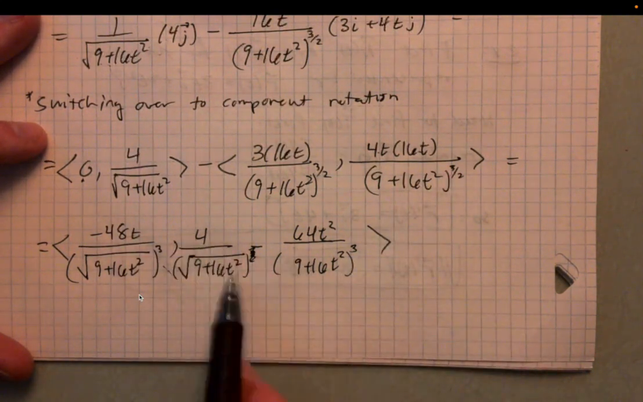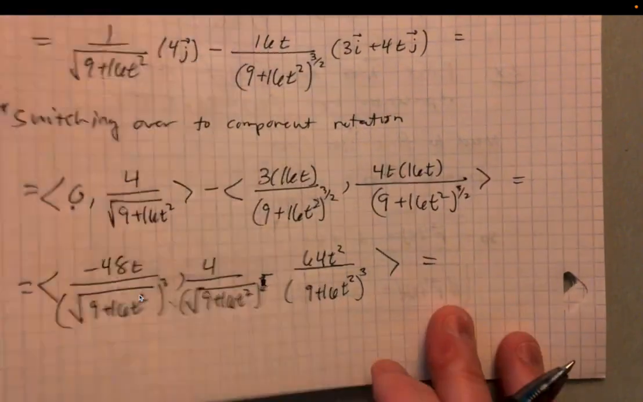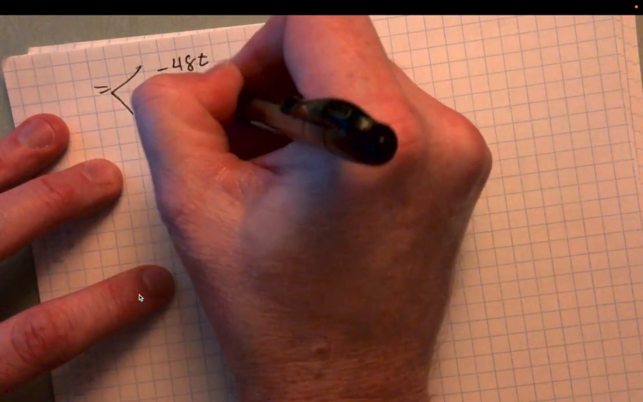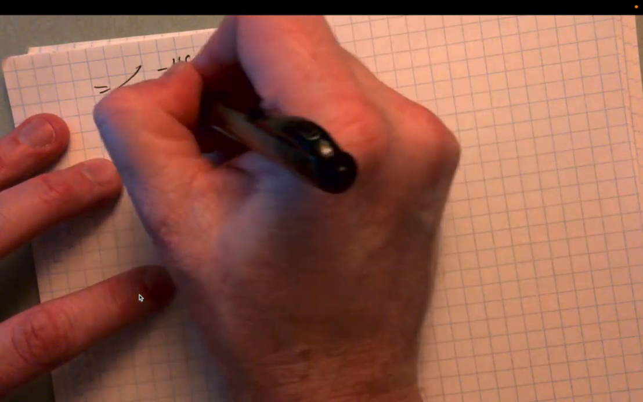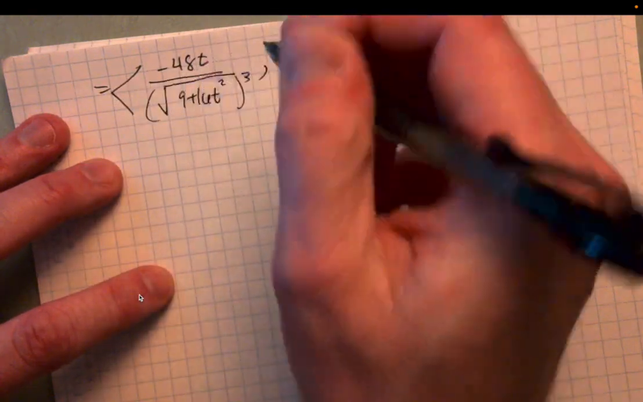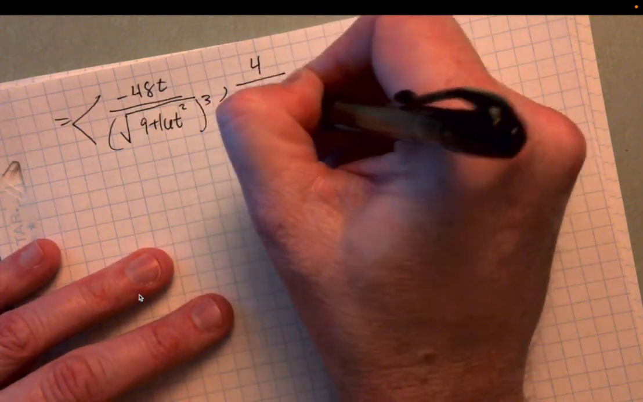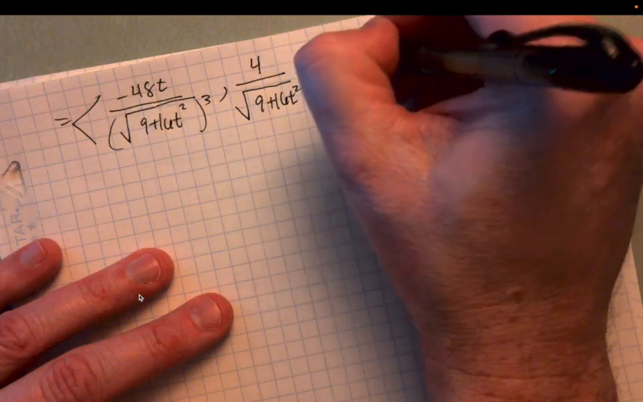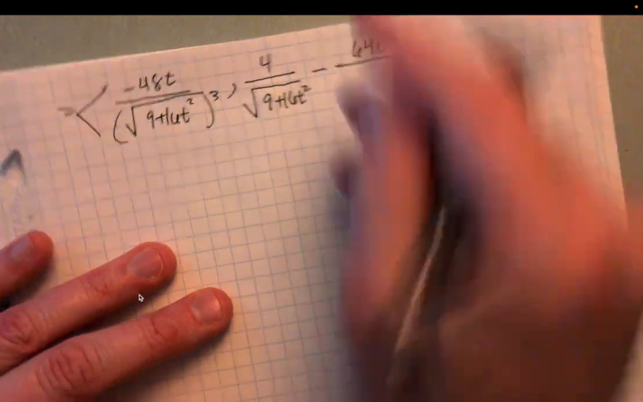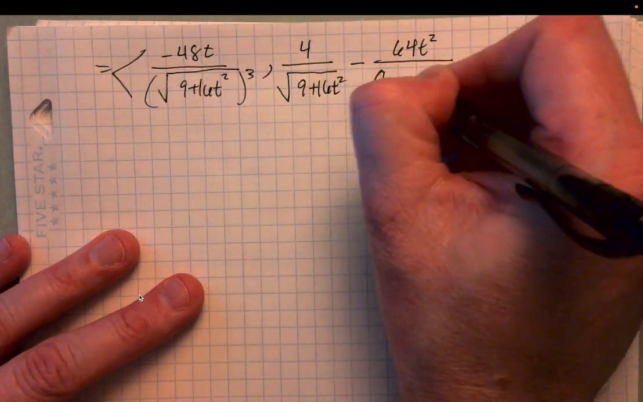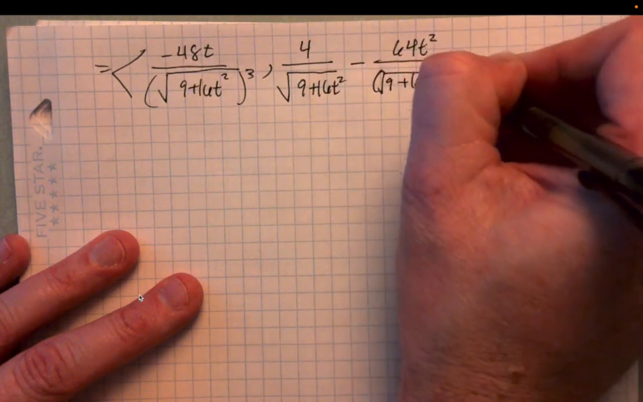Okay, so we have to get a common denominator here, won't we? Okay, no problem. All right, and moving on here, let's rewrite that. Okay, so we got square root and then the 3rd power, and then this next one is 4 over the square root of 9 plus 16t squared minus 64t squared over, sorry, 9, this will be the square root of 9 plus 16t squared cubed, right? So it's that.